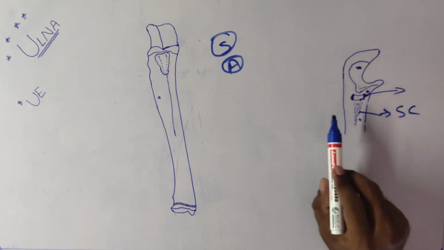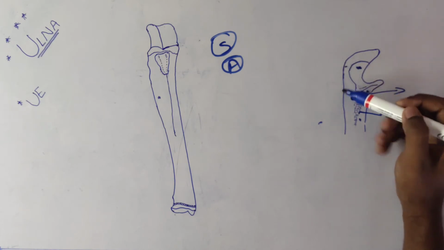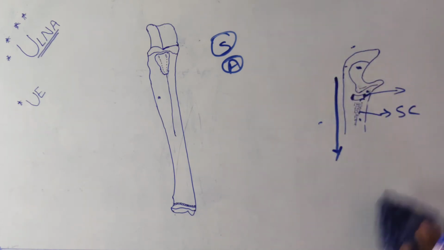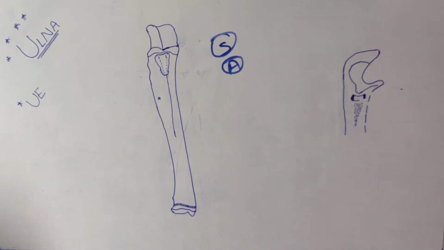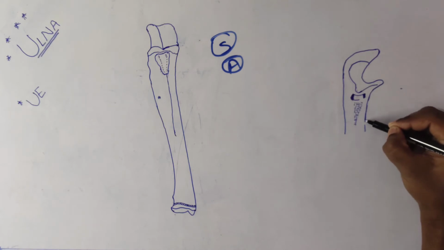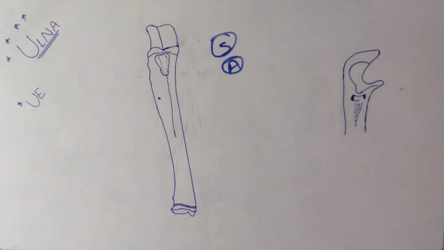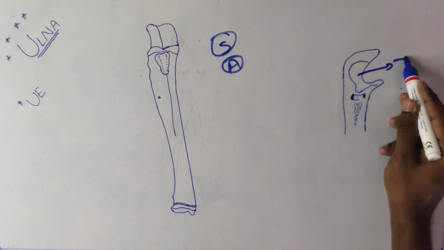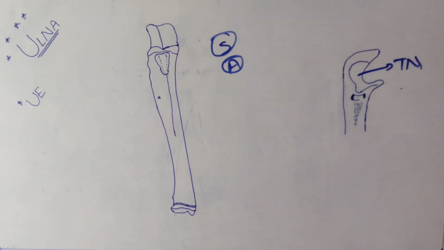Now we will go through the medial surface. The medial surface always continues with the shaft. See, the medial surface is continuing to the shaft. So we have completed the anterior surface, superior surface, medial surface, and lateral surface. Now we will go through the trochlear notch. This is the trochlear notch.